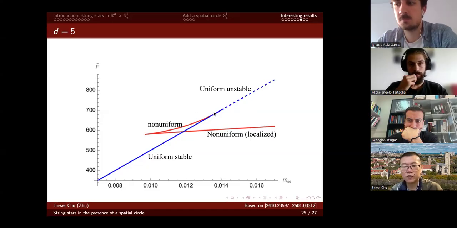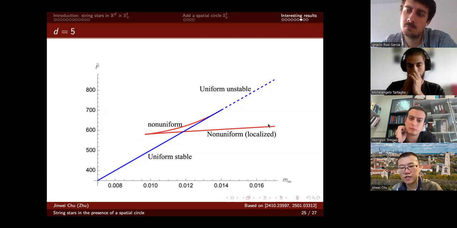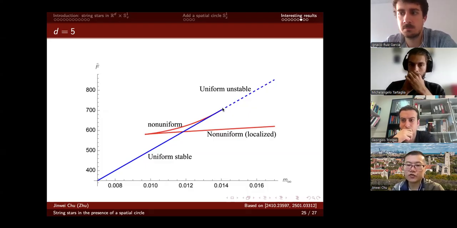For the non-uniform branch, as the non-uniformity increases, it first goes in this direction, but finally it goes in another direction. And when the non-uniform solution becomes more and more localized, it has a lower free energy than the uniform solution. So now we understand that at this critical point, the uniform solution can undergo a first order phase transition and jump to the non-uniform phase.